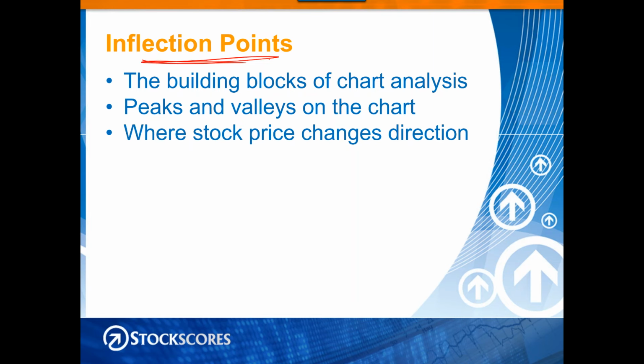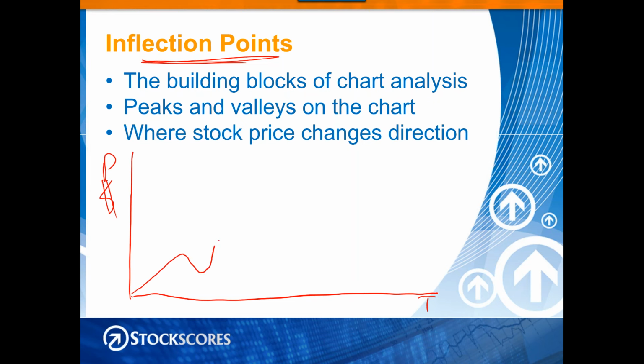It is the inflection point concept. These are the building blocks of chart analysis. They are the peaks and valleys on the chart. It's where stock price changes direction. So if we have time along the horizontal axis, and we have price along the vertical axis, call that dollars, and this is time, then as time passes, price changes up and down, right? And I might do something like this, and I'm just drawing a very simple chart showing how price might change over time.